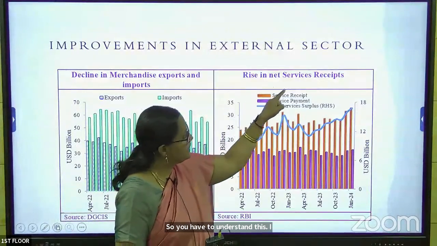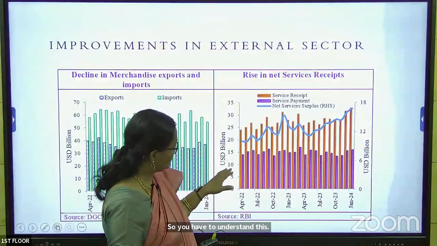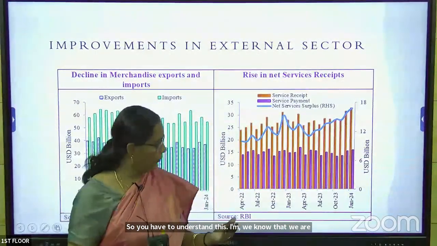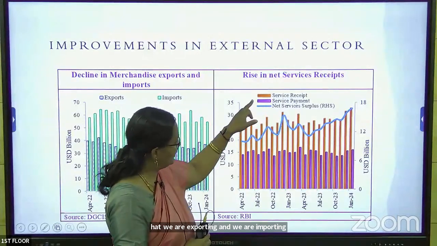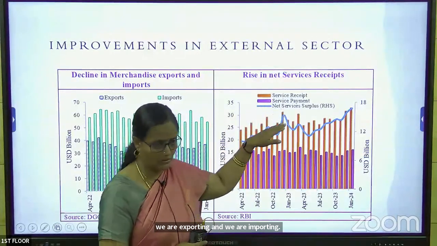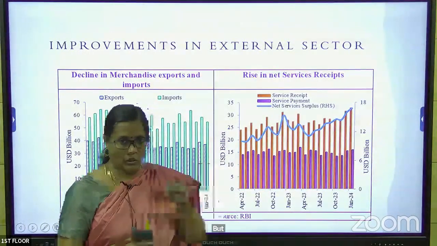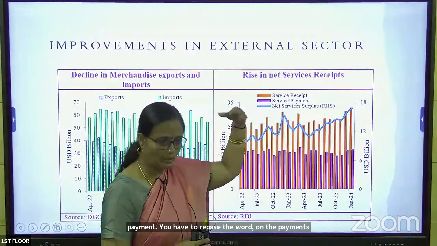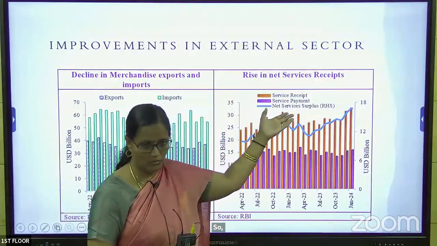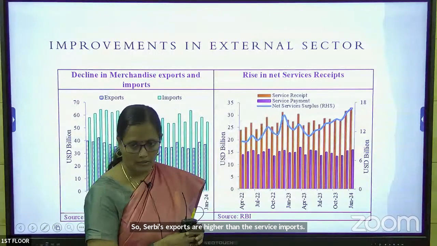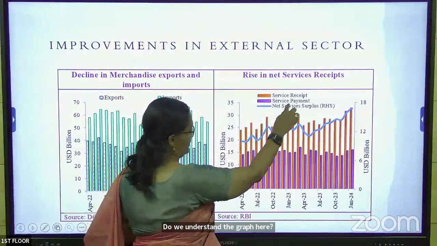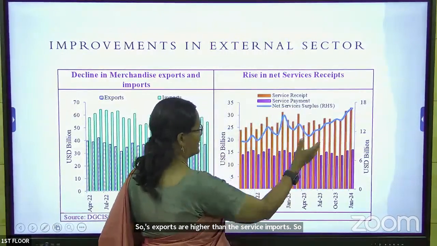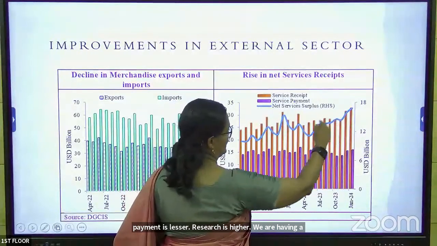And rise in net services receipts. Services, we know that we are exporting and we are importing, but receipt is actually higher than the payment. You have to replace the word receipts and the payments with exports and the imports. So service exports are higher than the service imports. Do we understand the graph here? Service exports are higher than the service imports. So payment is lesser, receipts is higher. We are having a positive side, net service surplus is there.